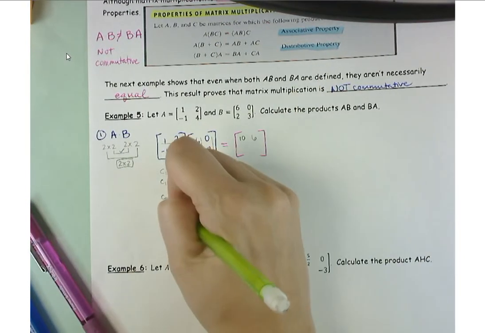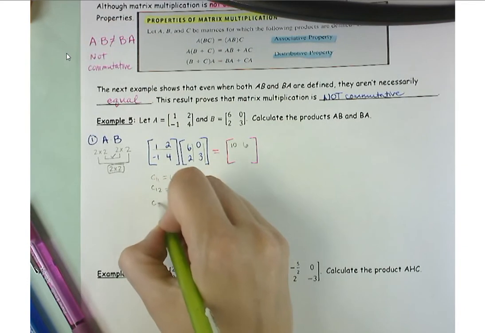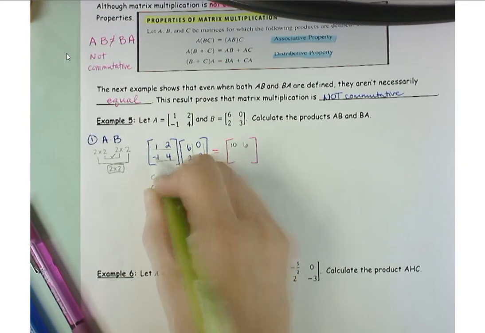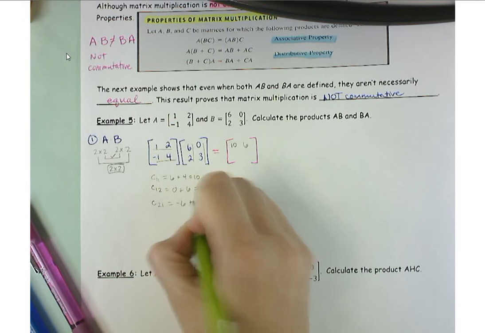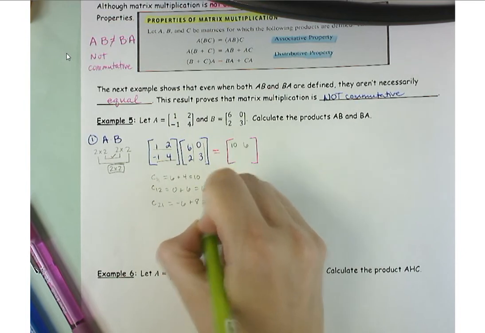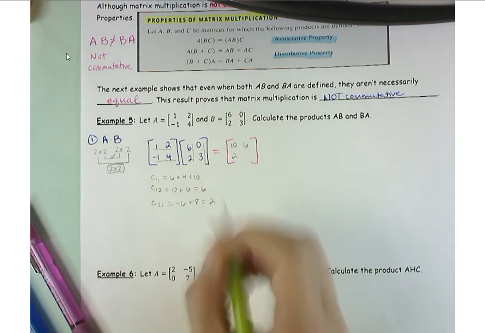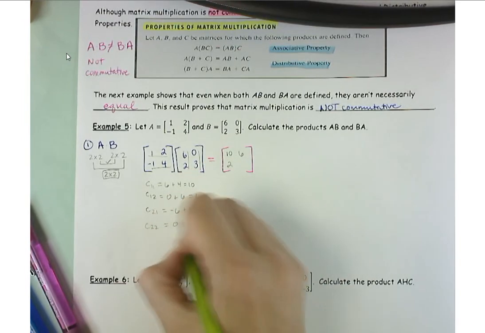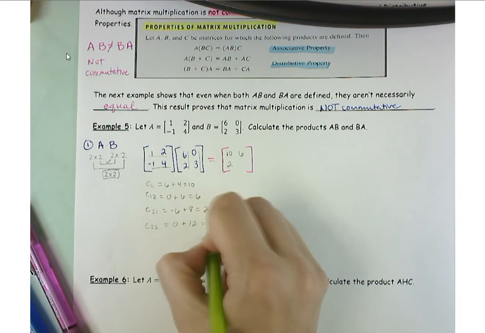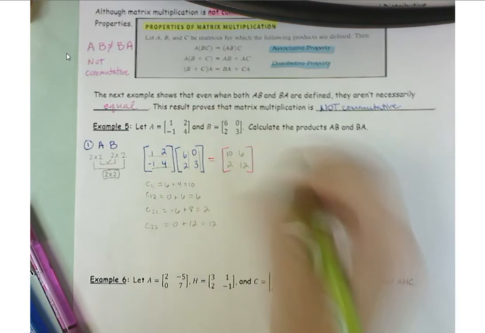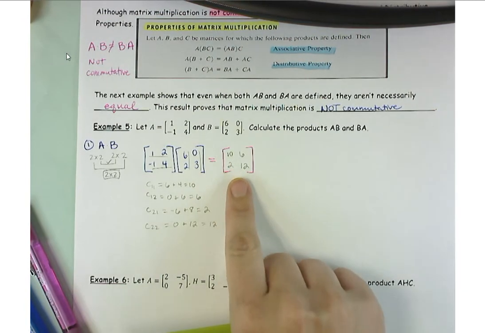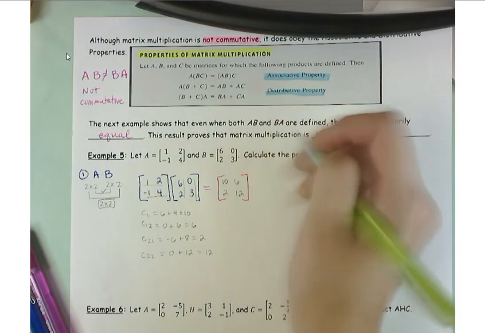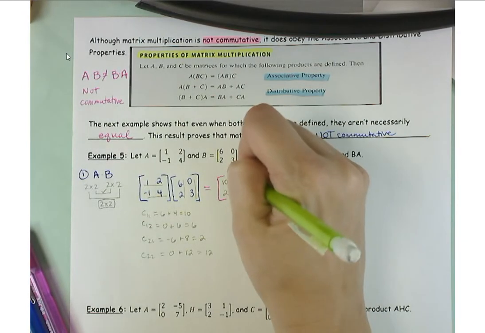And then your second row, first column. Negative 1 times 6 is negative 6. 4 times 2 is going to be 8. So that's going to give you 2. And then second row, second column. Negative 1 times 0 is 0. 4 times 3 is 12. Okay, so you should have 10, 6, 2, 12. Okay, and that is the result of A times B.